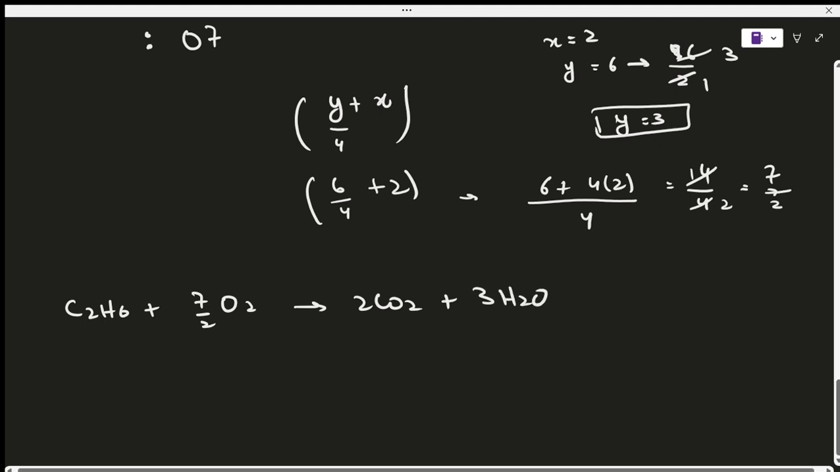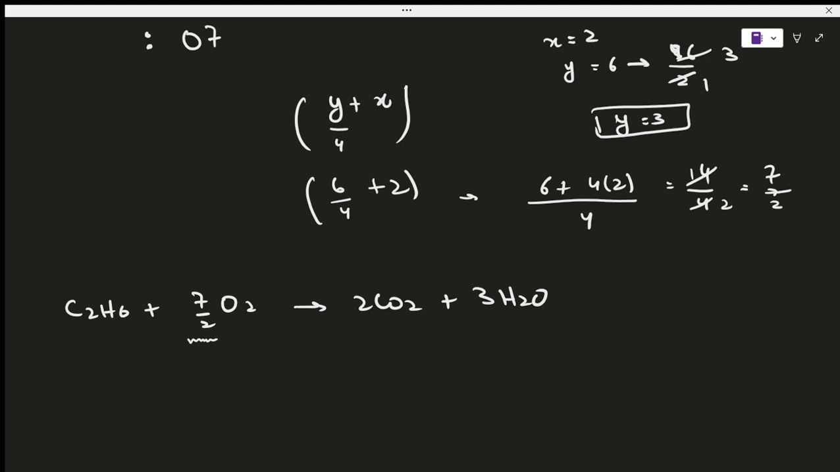Now the problem here is that you have a value which is a fraction. You could also write this as a decimal like 3.5, but the most preferable thing in the CIE is that you write in whole numbers. So what can you do to bring this whole equation into whole numbers? It's simple.